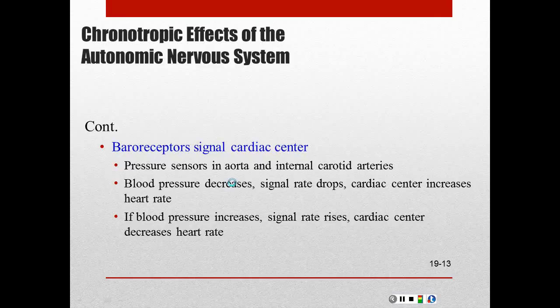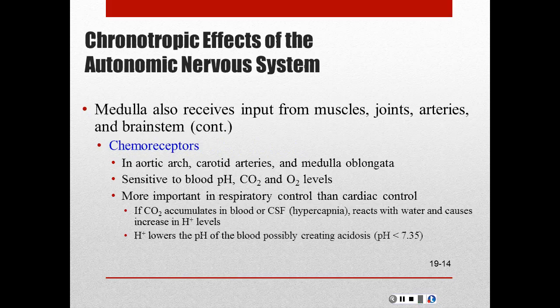We have these baroreceptors in the aorta and the internal carotid arteries. They send a continual stream of signals to the medulla, providing information on the heart rate and the blood pressure, to which the medulla responds by altering sympathetic output in a negative feedback loop. The chemoreceptors in the aortic arch, you might remember where the aorta and the aortic arch are, and in the carotid arteries and the medulla provide information about blood pH, carbon dioxide and O2 levels.